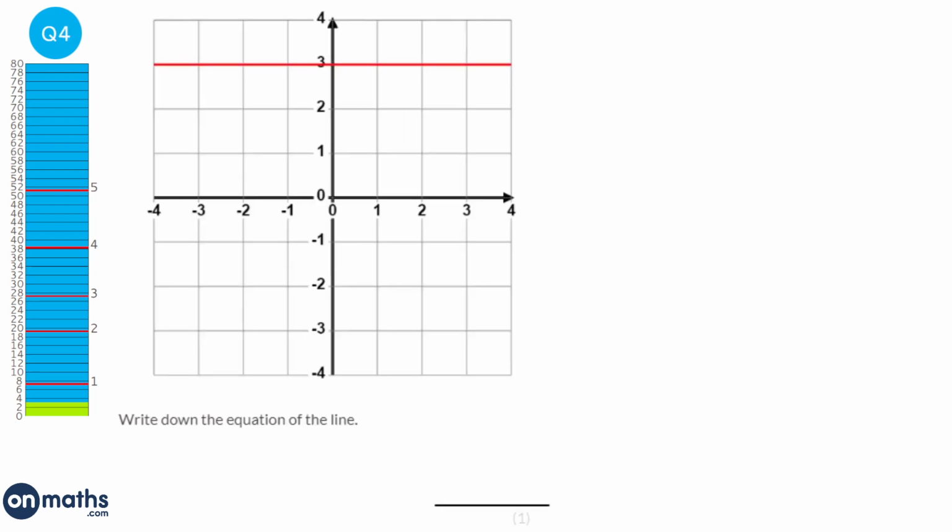Looking at this line, what do you notice about all the coordinates? Along this line, the x coordinates are going to change, but the y coordinates will always be 3. So the equation of the line is y equals 3.